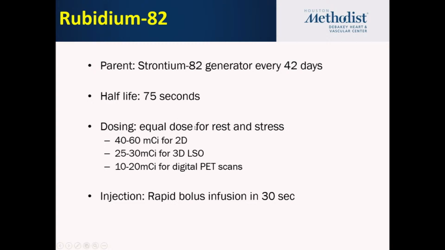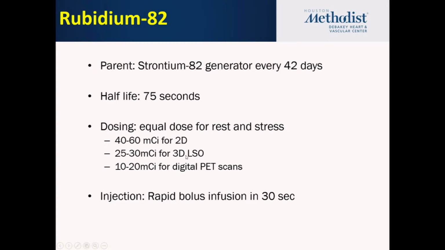The dosing is an equal dose for rest and stress, because it completely decays between the two doses, but it depends on the system you have, which will determine how much you inject. So if you have a 2D system, like I discussed in the beginning, you need high doses, because many of the photons will not make it to the detectors because of the septa.